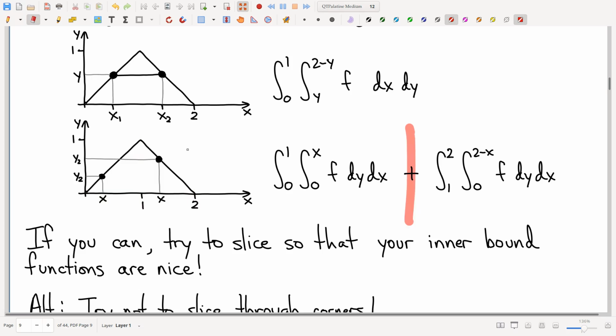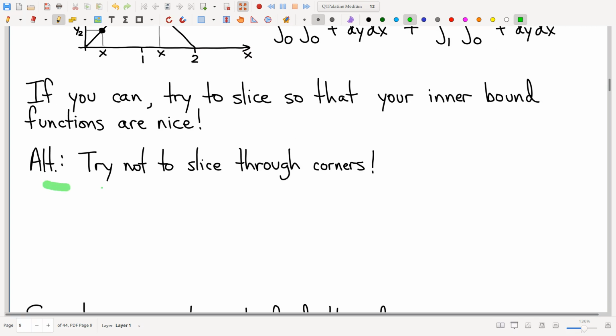Okay, now let's look at the one where this didn't happen. Going back up to here, as y goes from 0 to 1, our slice is looking like this. And notice, nowhere along the way did I slice through a corner. And as such, it worked out nicely. So again, it's not 100% always going to be the best solution, but very often this will guide you in the right direction. Okay, try not to slice through corners.